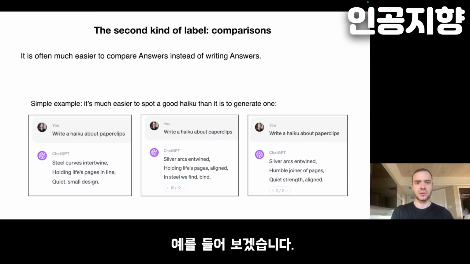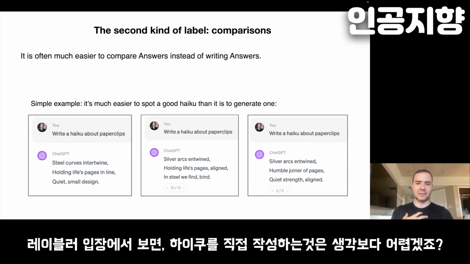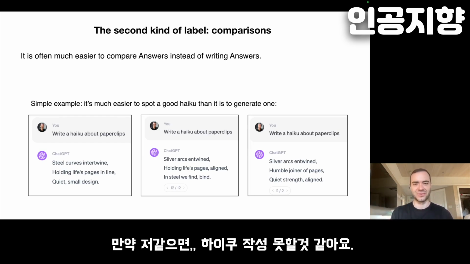So consider the following concrete example. Suppose that the question is to write a haiku about paperclips or something like that. From the perspective of a labeler, if I'm asked to write a haiku, that might be a very difficult task, right? Like I might not be able to write a haiku.